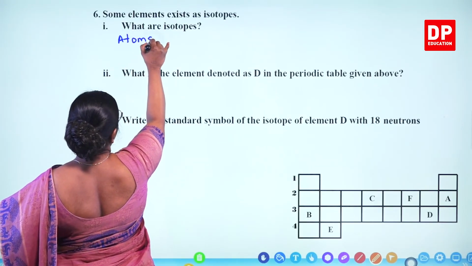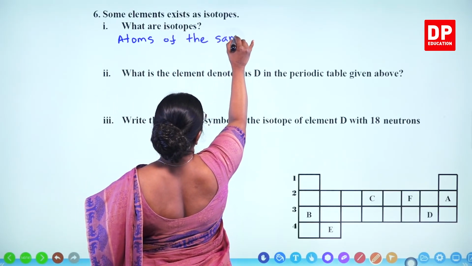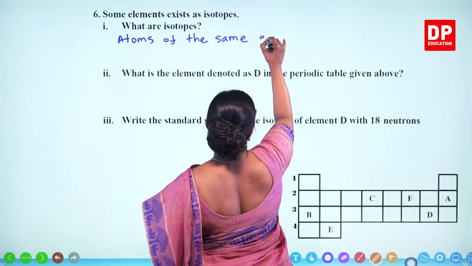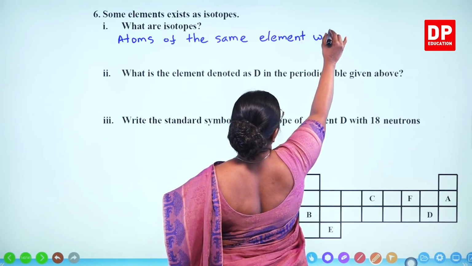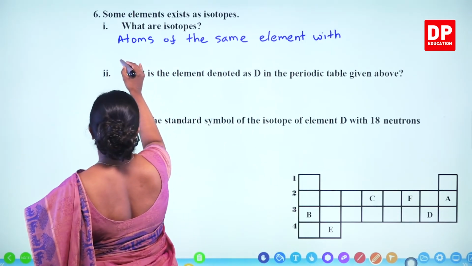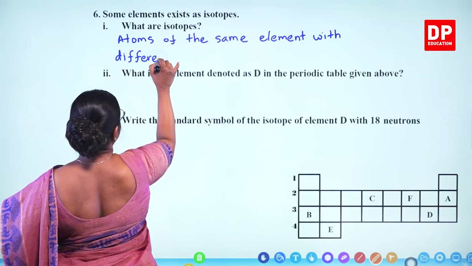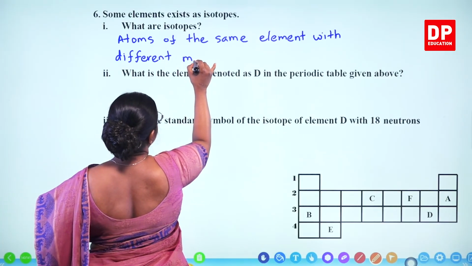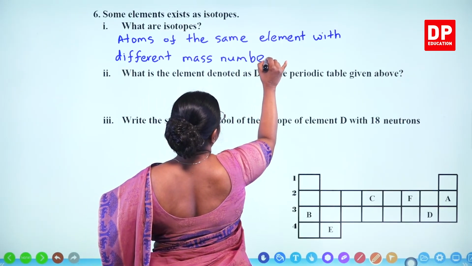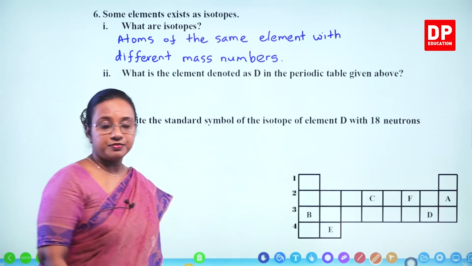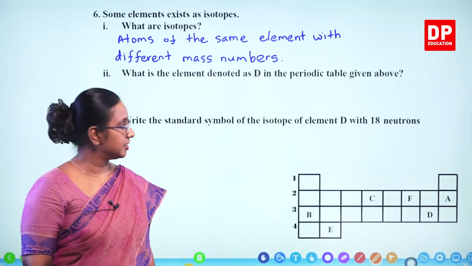Atoms of the same element with different mass numbers are known as isotopes.